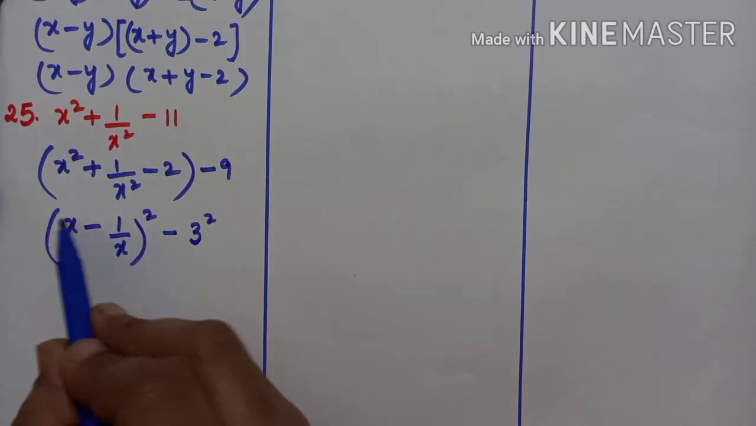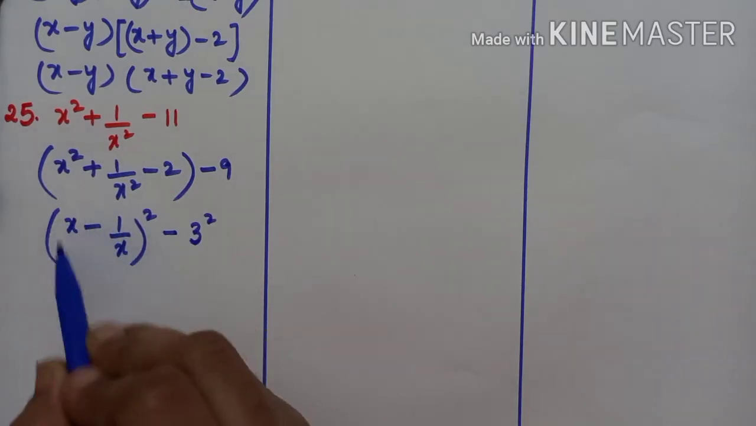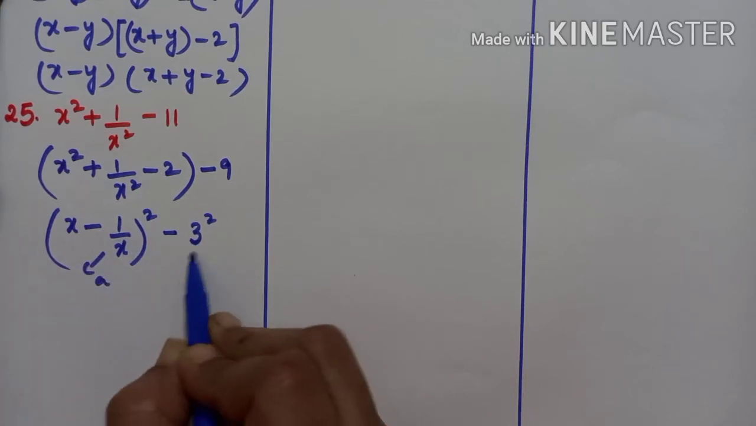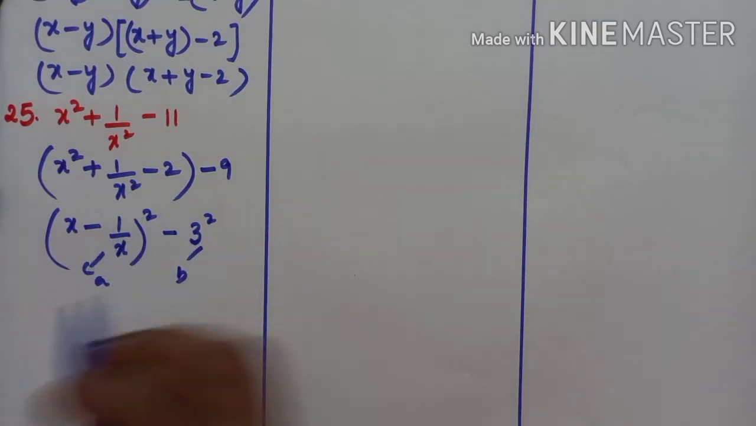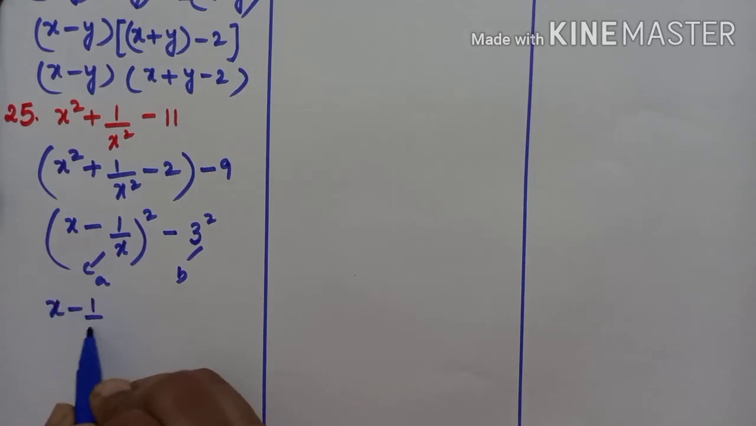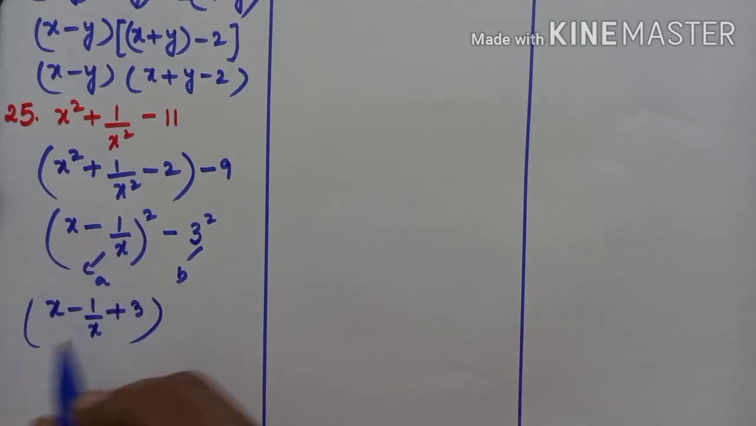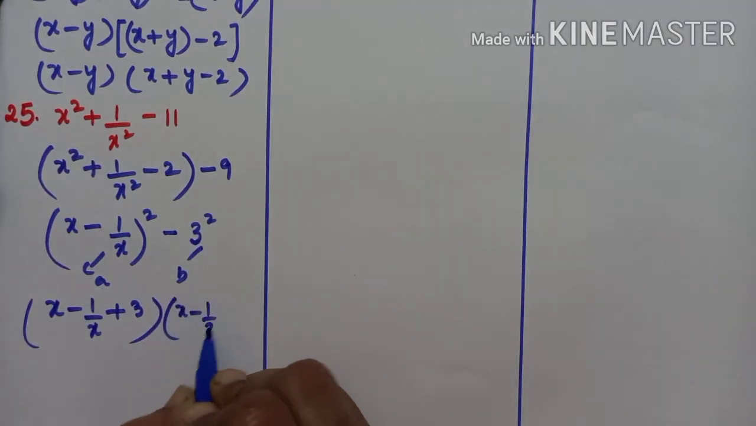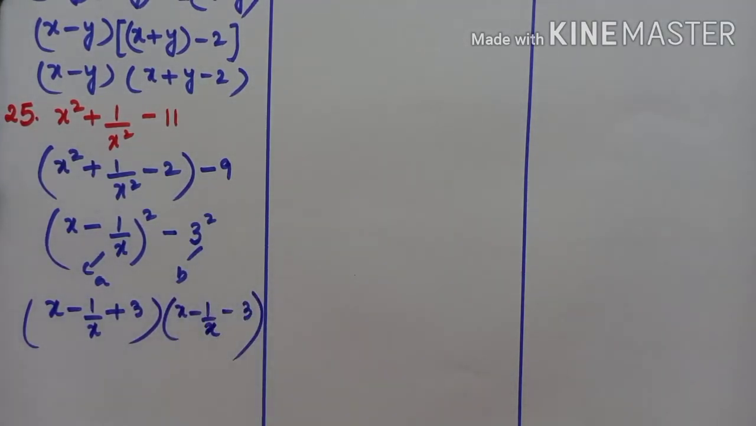So now let us assume this whole as a square minus b square. This you are assuming as a, this you are assuming as b. A square minus b square will be a plus b, then a minus b.